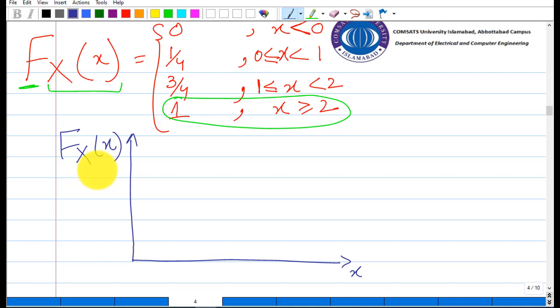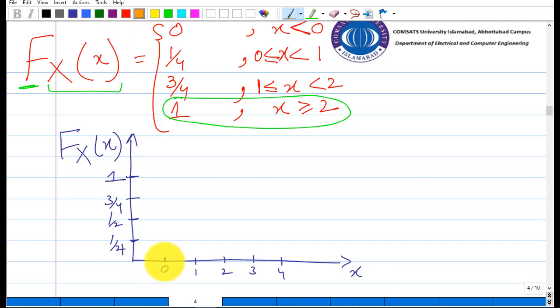So say here it is 0, 1, 2, 3, 4 and so on. So say it is 1 by 4, 1 by 2, 3 by 4, 1. So for CDF, always remember we have to plot up till 1. So we have to complete the scale up to 1.